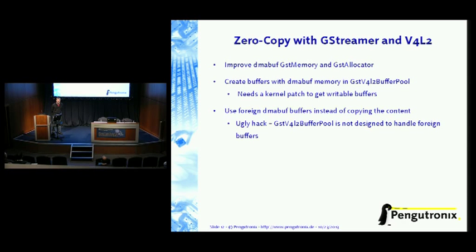The problem is that the code in the Video for Linux plugin in the buffer pool is not really designed to handle foreign buffers. So if you're not careful, it still tries to allocate its own buffers, which fails, because we can't allocate buffers when we're using DMA buf. And all kinds of things like this. So while I do have an ugly hack there, it's ugly. I'd like to fix it, and I think I know how.